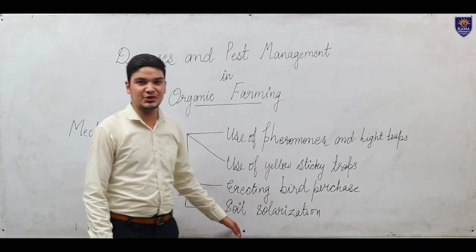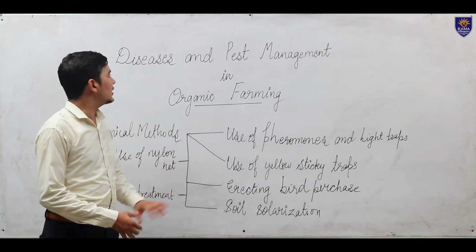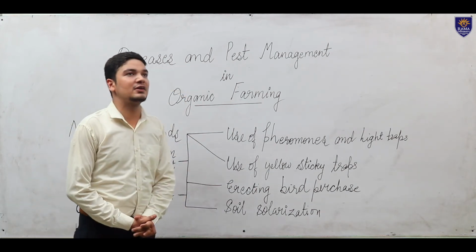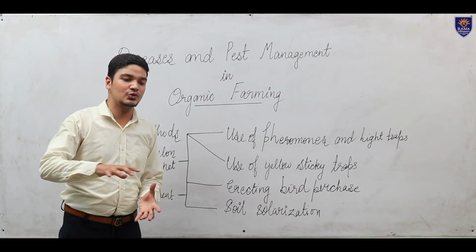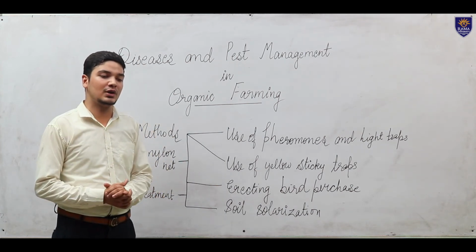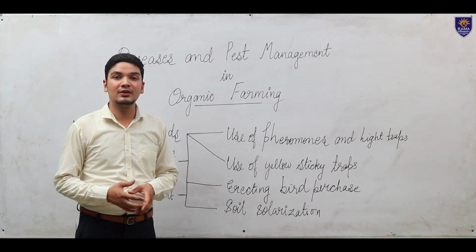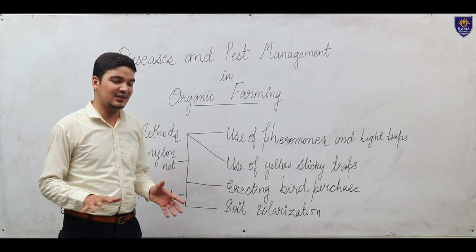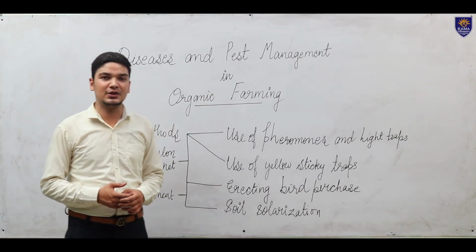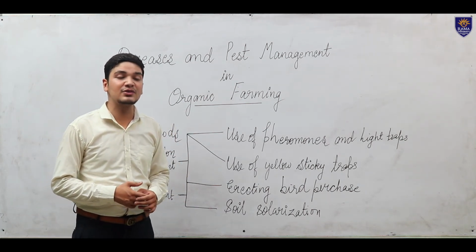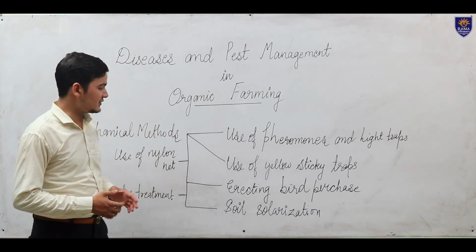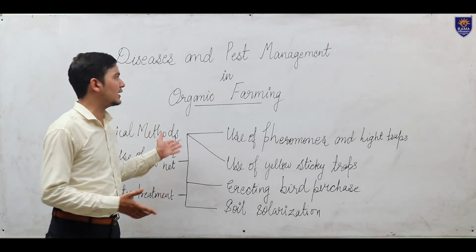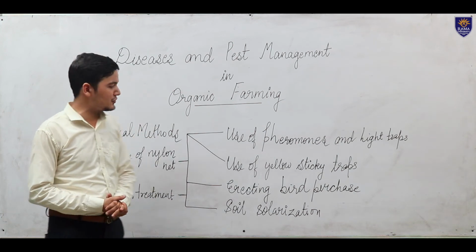Soil solarization is a process in which pest management can be effectively done by solarizing the soil. If we do summer deep plowing, the sun in the hot summer weather can easily destroy the insect population and destroy the disease inoculum basically. So this is an effective method in organic farming for disease and pest management.